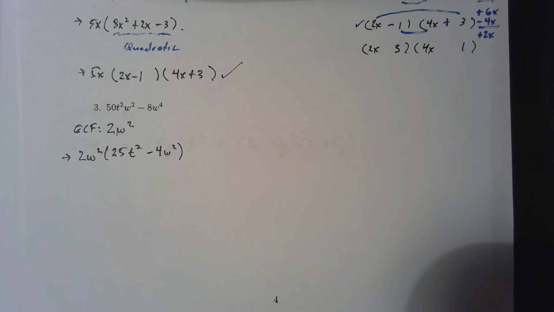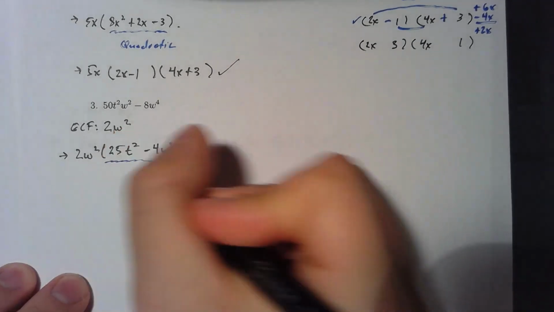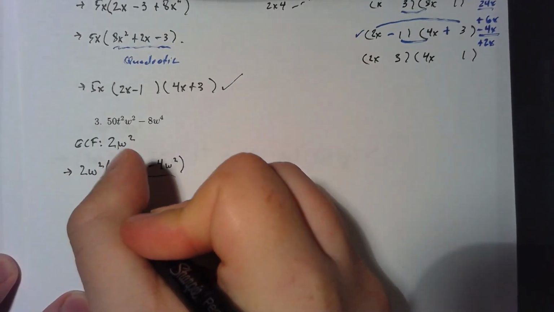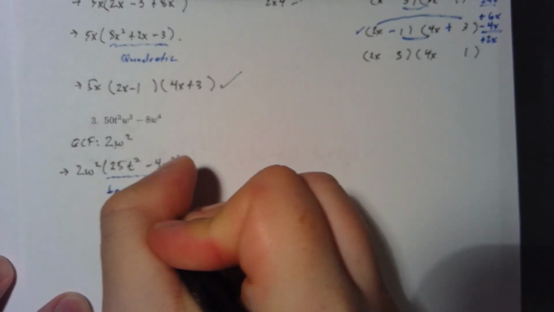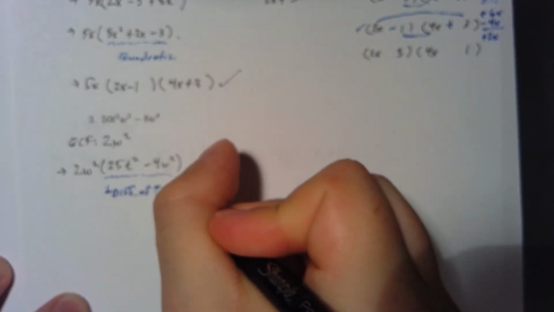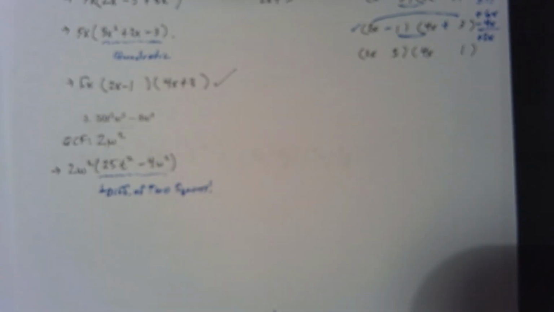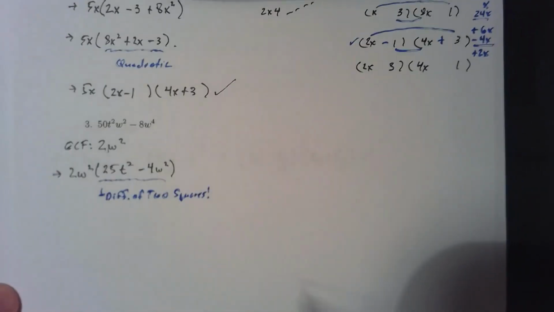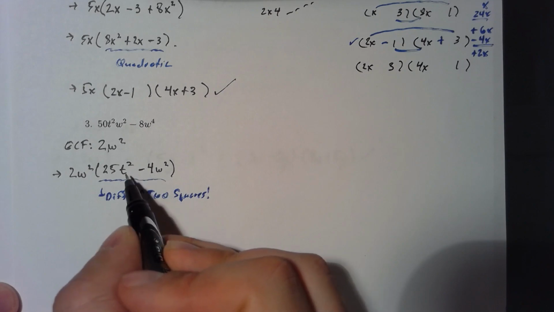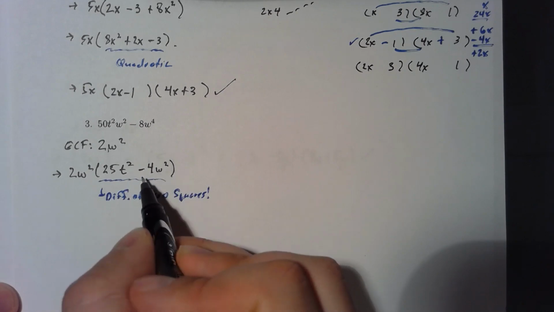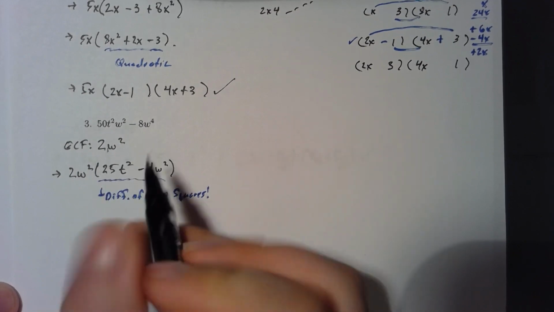Am I done? No, I am not. What is this right here? That's a difference of what? That's a difference of 2 squares. How do I know that? Well, because 25 and 4 are perfect squares, and t is squared and w squared, and it's a subtraction. Remember, a sum of squares doesn't factor. So if this were a plus here, I'd be done.